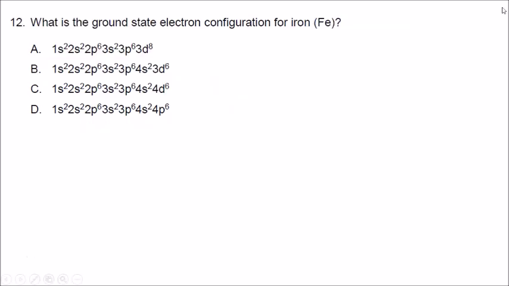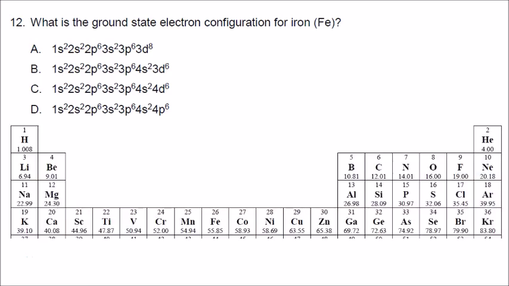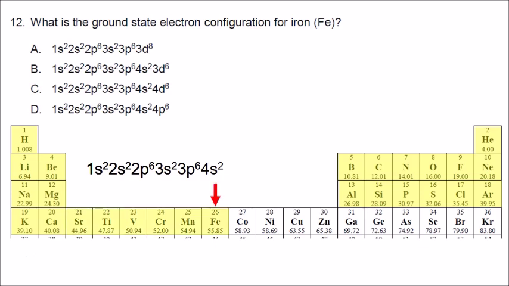All right, number 12. What is the ground state electron configuration for iron? Iron has 26 electrons, so it's going to have 1s2, 2s2, I'm just sort of following along the periodic table, 2p6, and then we keep going, we're trying to get to iron, 3s2, 3p6, 4s2, and now it's going to be 3d, 1, 2, 3, 4, 5, 6. So that is our electron configuration, and the correct answer is B.